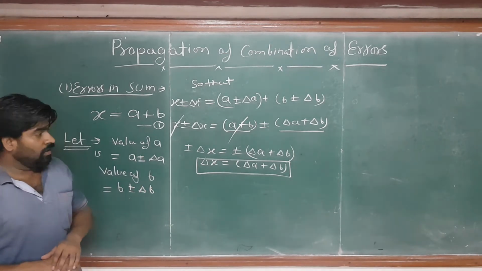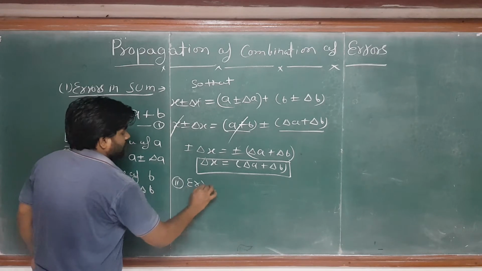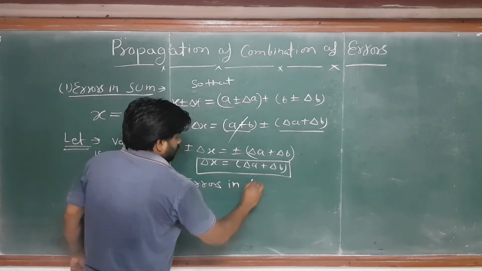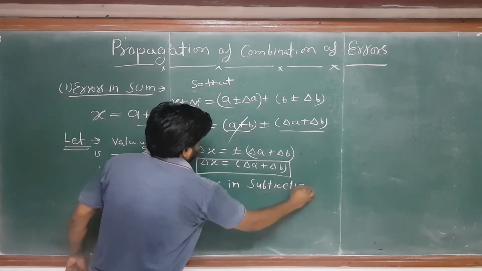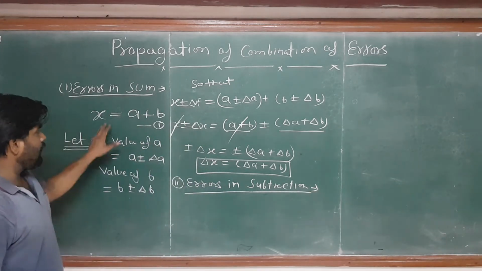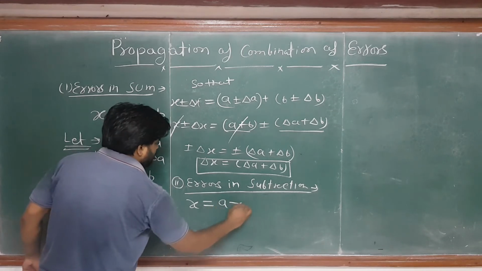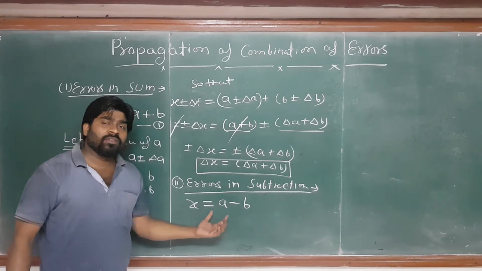It is very simple. Okay, now the next is point number 2, errors in subtraction, right? So for error in subtraction, I am taking this equation only, so it becomes x is equal to a minus b. So x is a result which depends on the subtraction between these two.